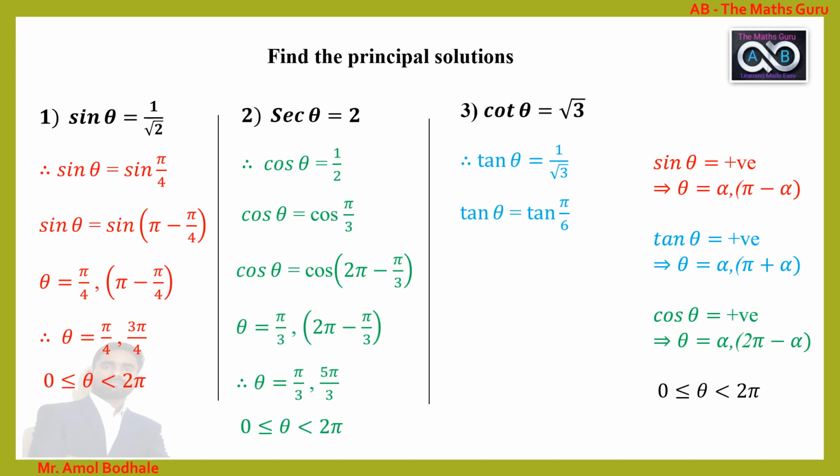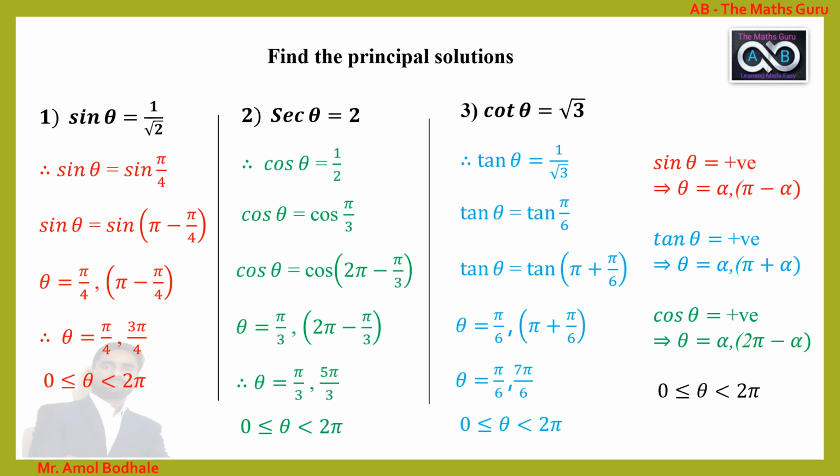Here the given value is positive, and we know that tan theta is positive in the first quadrant and third quadrant. So we already have one solution, pi by 6, which lies in the first quadrant, and the angle in the third quadrant can be written as pi plus alpha. So we can write tan theta equals tan of pi plus pi by 6. Therefore we have two solutions, theta equals pi by 6 and pi plus pi by 6. Therefore theta equals pi by 6 and 7 pi by 6 are the solutions, where 0 is less than or equal to theta less than 2 pi.